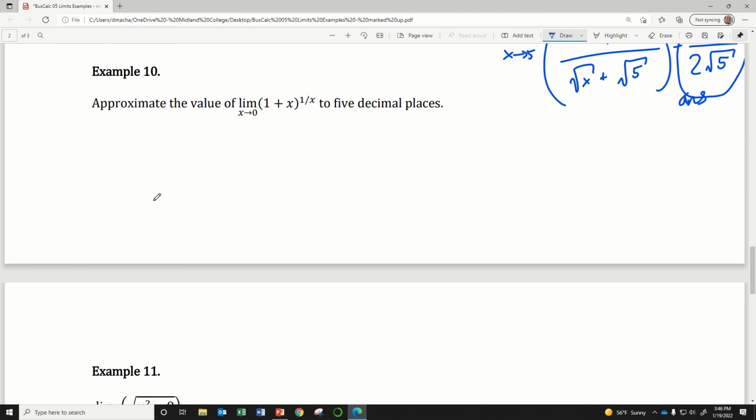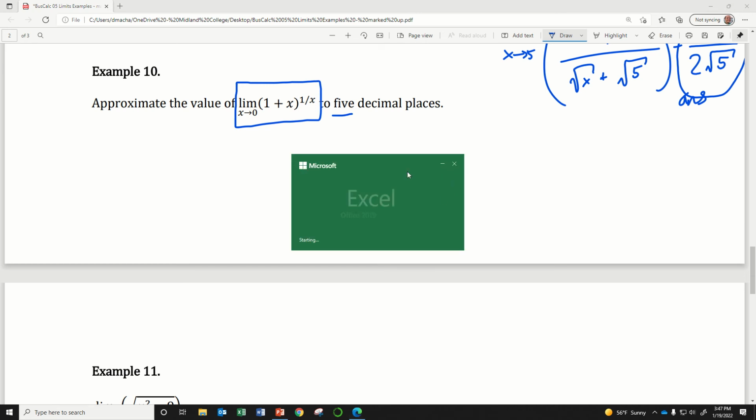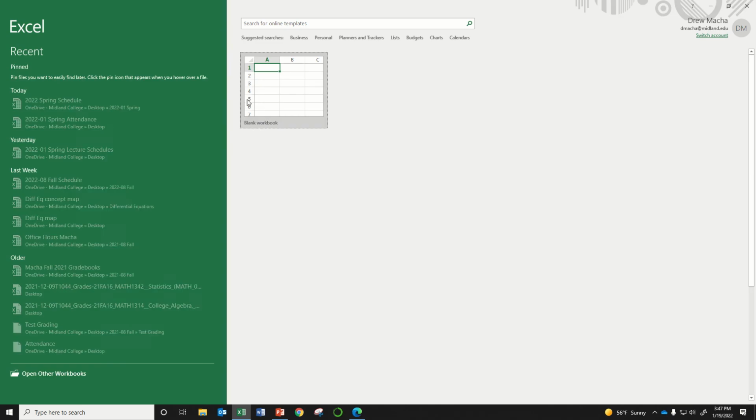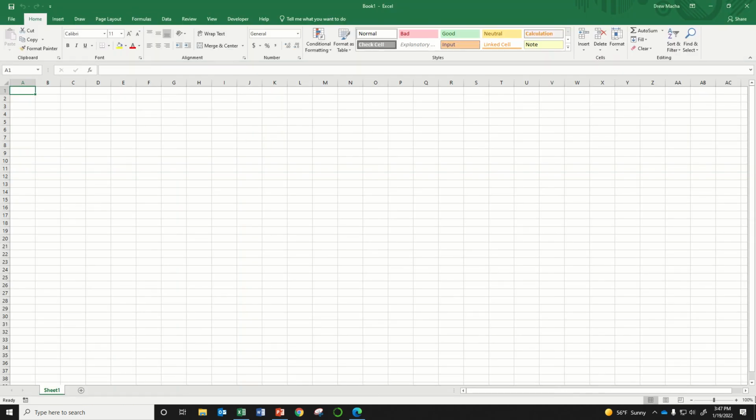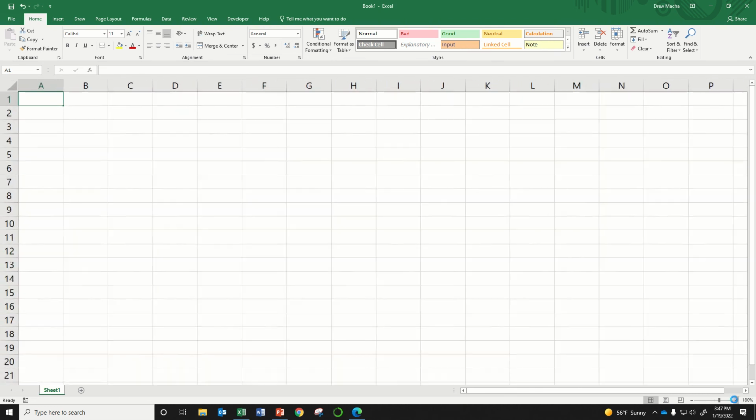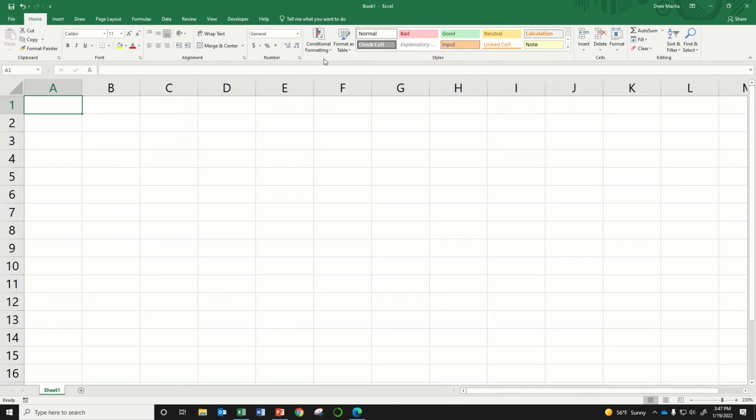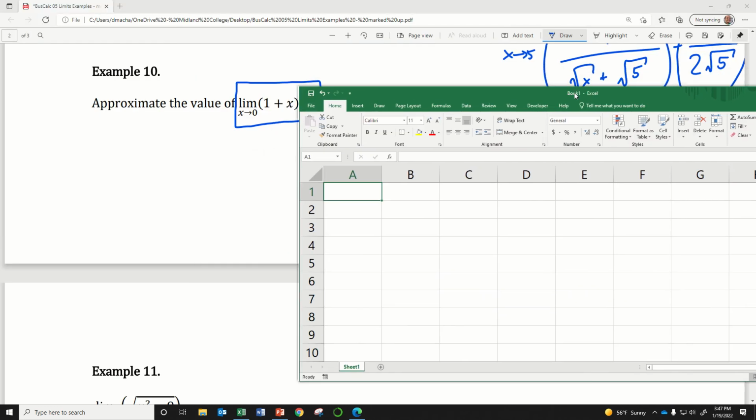Example 10 says, approximate the value of this expression, the limit as x approaches 0 of 1 plus x to the power 1 divided by x, to 5 decimal places. And for this, we're going to use Microsoft Excel. So in Excel, what I want to do is put together a little table.